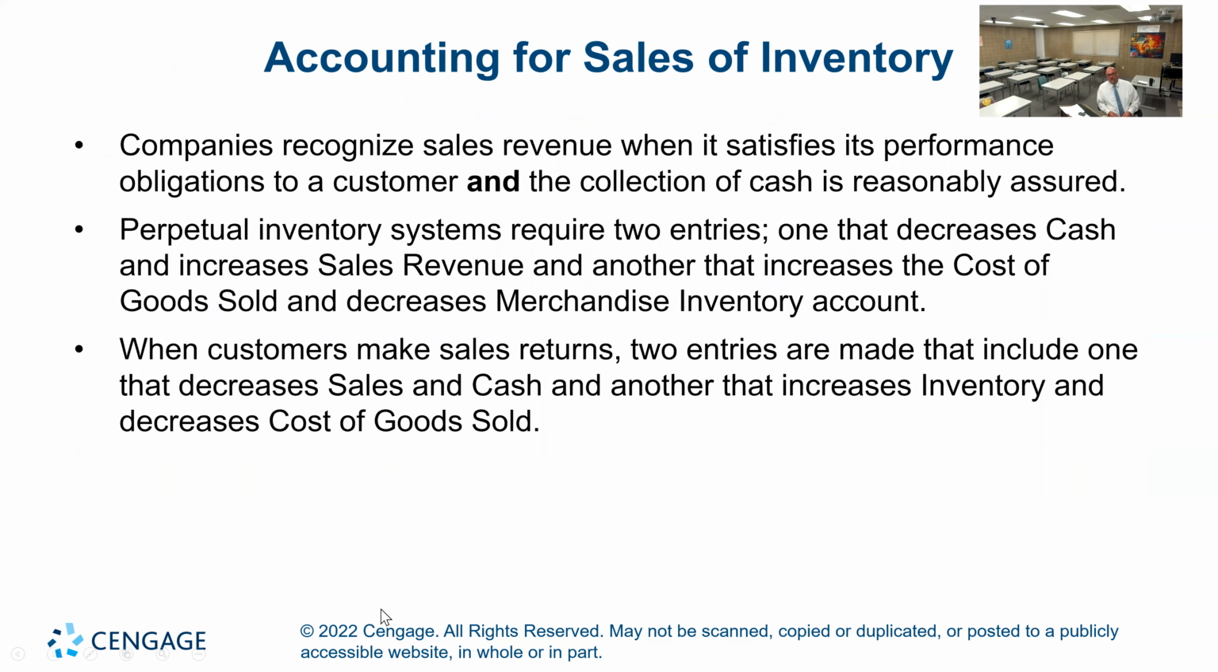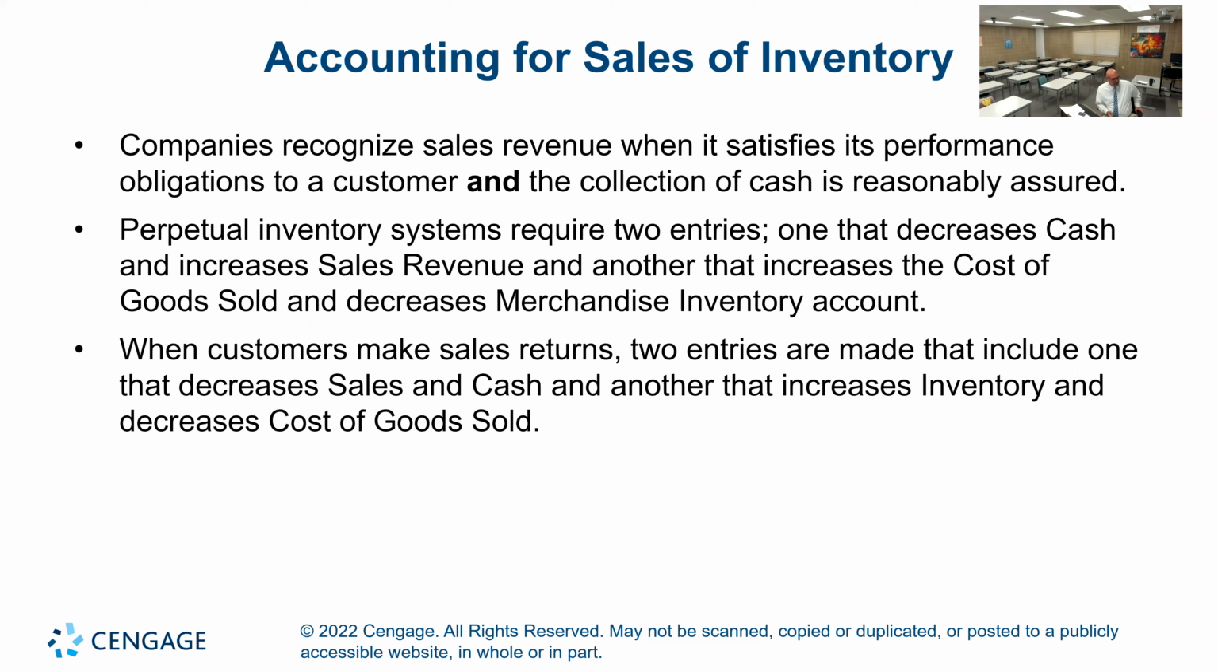For sale of inventory, we recognize sales revenue when it satisfies its performance obligation, and the collection of cash is reasonably assured. Well, if we're making a sale, most of the time it's going to be on a credit card, debit card, or cash, so it is reasonably assured. And if we did a large credit sale for a vehicle or some kind of farm equipment, we're probably going to do a credit check before we actually make the sale. So the collection of cash is going to be reasonably assured there. So we're going to go with when it satisfies the performance obligation.